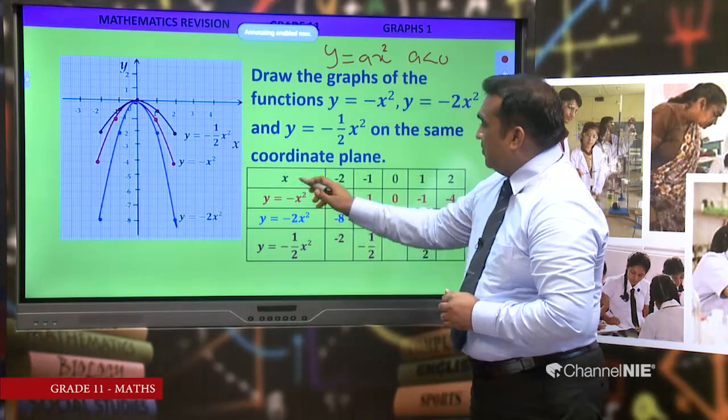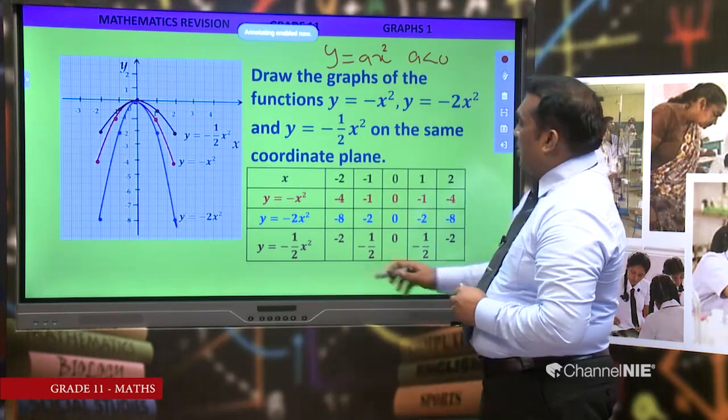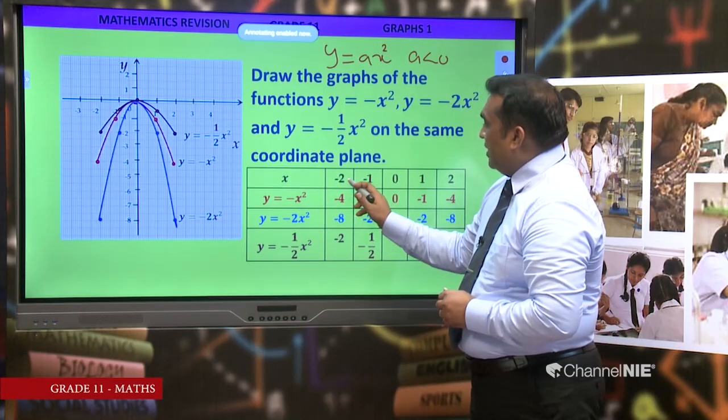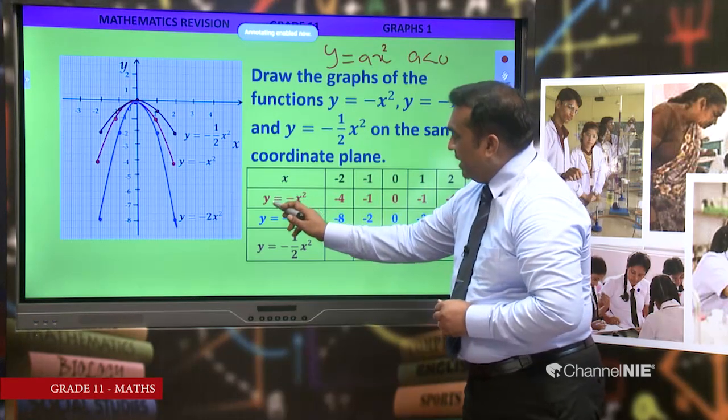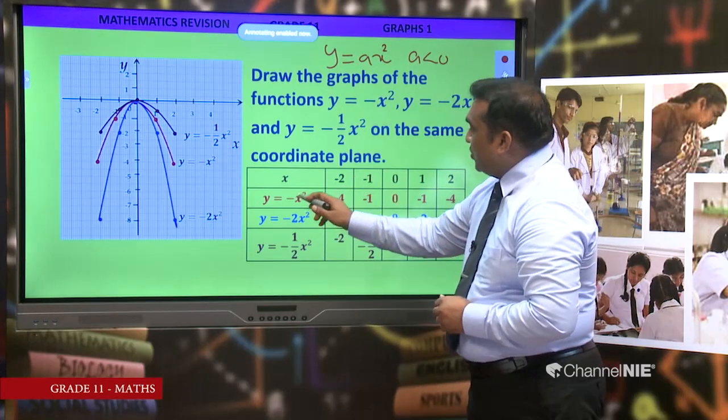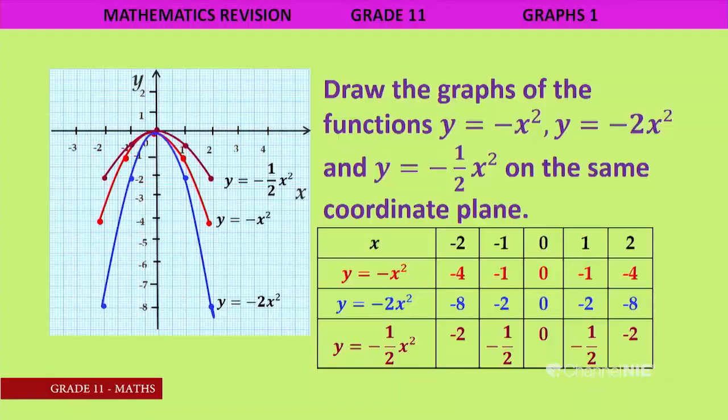The same way, x coordinates -2 to +2, y coordinates according to the definition of y. Here y equals -x squared, then you substitute -2: -2 squared means -2 multiplied by -2 is plus 4, because of this minus sign you have -4. Here also -1 into -1 is plus 1, because of this minus sign you have -1. Here 0 into 0, 0. 1 into 1 is 1, because of this minus sign, again you have -1. 2 into 2, 4, because of this minus sign you have -4. Got it?